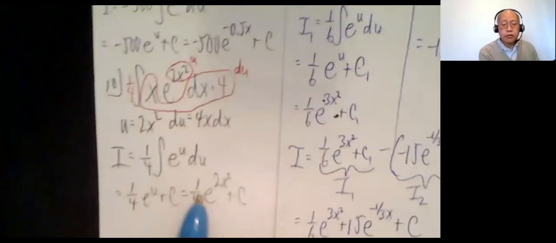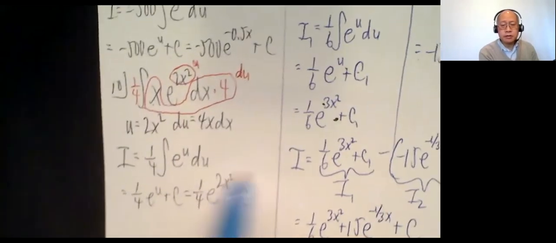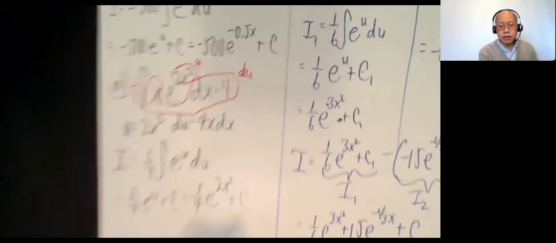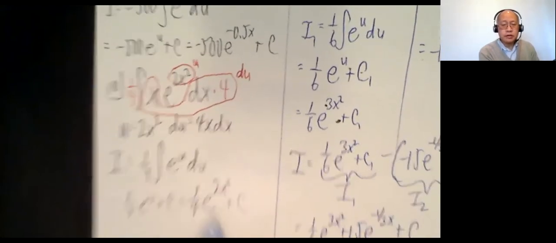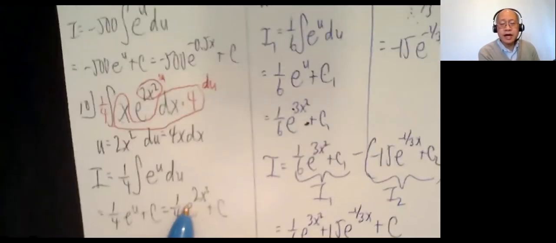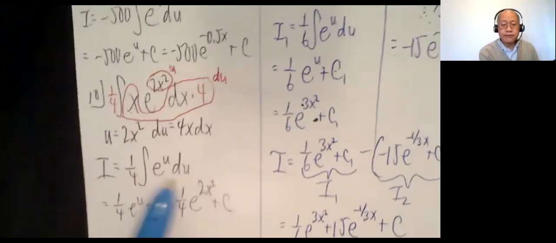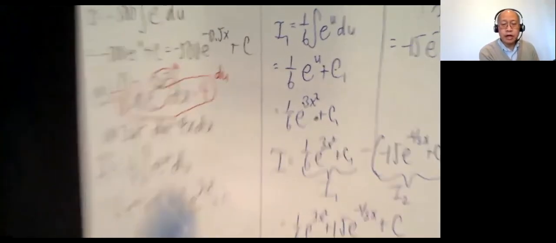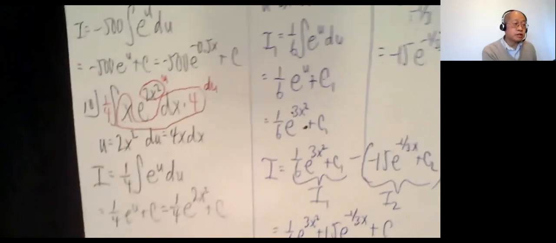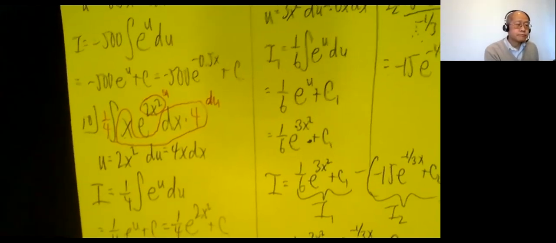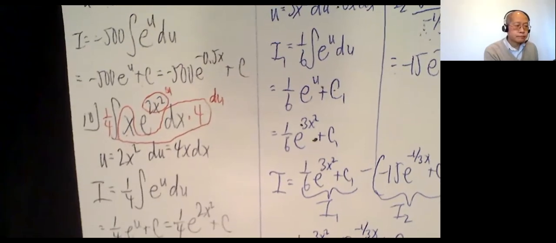Let's check. What is the derivative of this thing? Okay, well, the derivative of any constant, of course, is 0. The derivative of 1/4 e to the 2x squared is 1/4 e to the 2x squared times 4x. That 4 would knock out that 1/4. You'd have an x left in front. And there it is. It's perfect. It works.